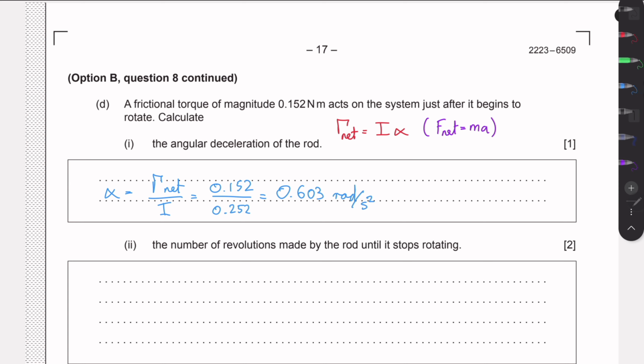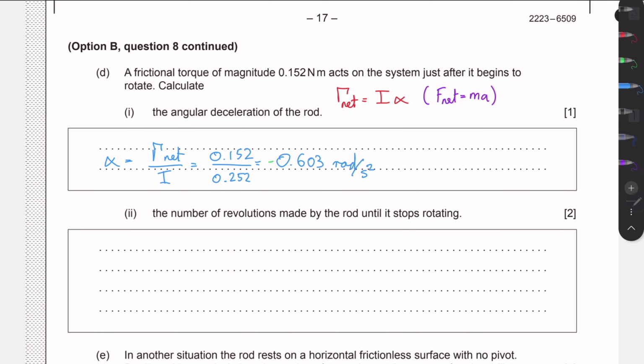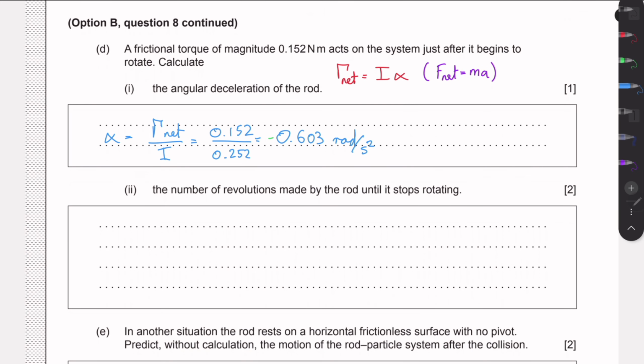And then if we want, we can also put in a negative sign over here, although that isn't necessarily required for the mark, as we were asked to calculate deceleration, so we can just say that this is our deceleration, but if you want, you can also put a negative sign. And then we need to calculate the number of revolutions made by the rod until it stops rotating. So here we're going to have to use some of the Suvat equations made for rotational motion. They're pretty much the same equations, just different symbols.